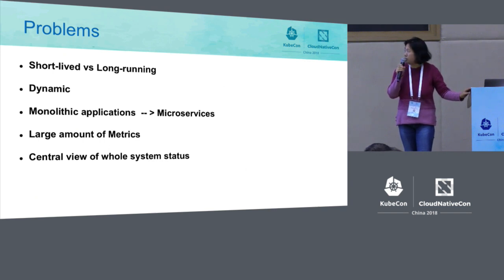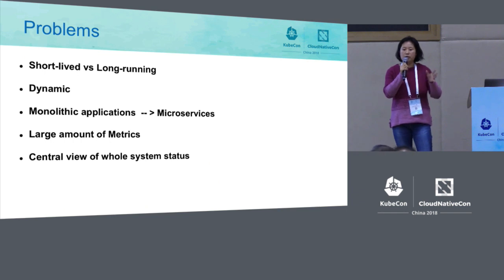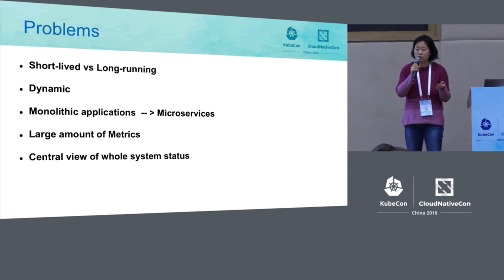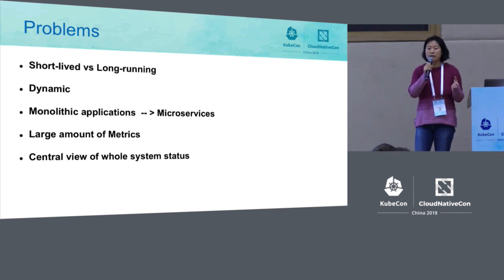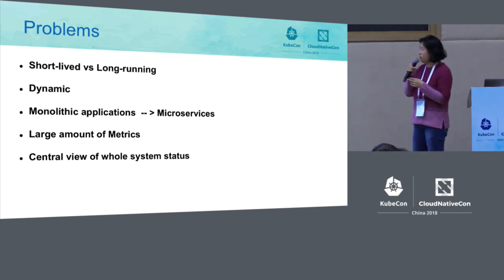So if you look at the machine, we know what problems we'll have. Number one, short-lived and long-running. Previously, if it is deployed well, you can just run it. But now you put it into the container and pod. Sometimes some containers can run several seconds and then just die away. So compared to the long-running metrics, how to differentiate these short-lived and long-running, and how to monitor them, is a big challenge.